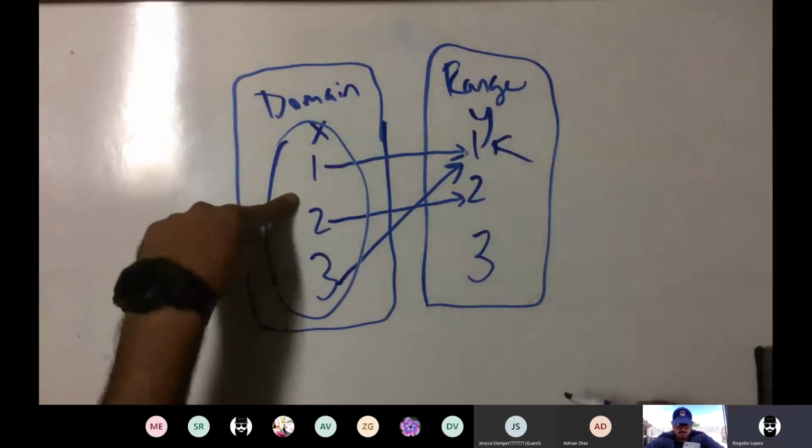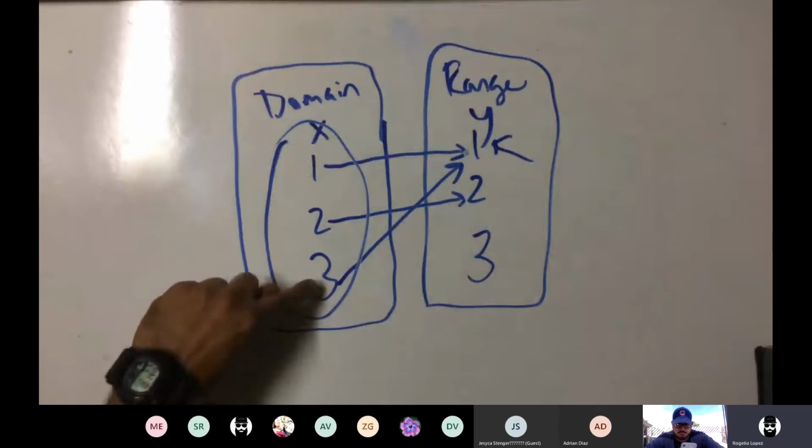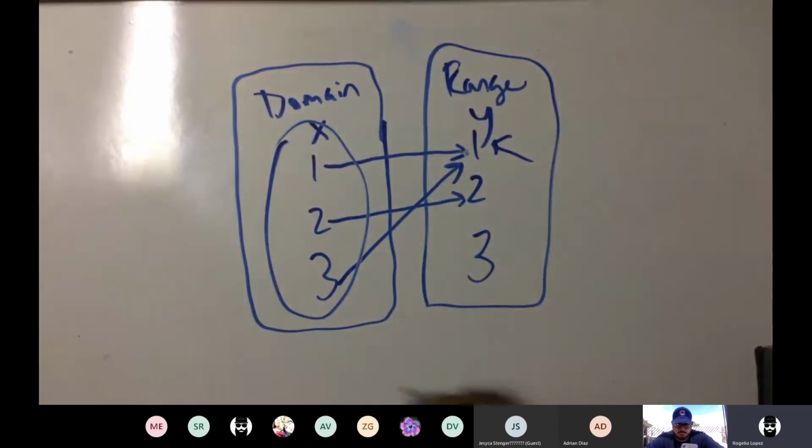It's the x's that we have to watch. The x's cannot be greedy. So we got 1 with 1, 2 with 2, and 3 with 1. So none of these are being greedy. So this is a function. Okay, that's how you tell on these.